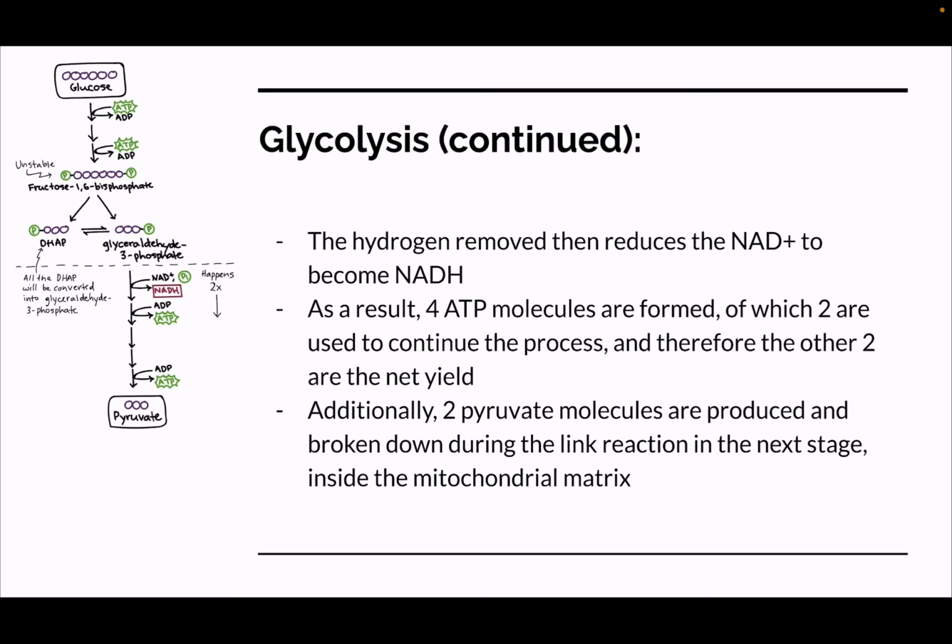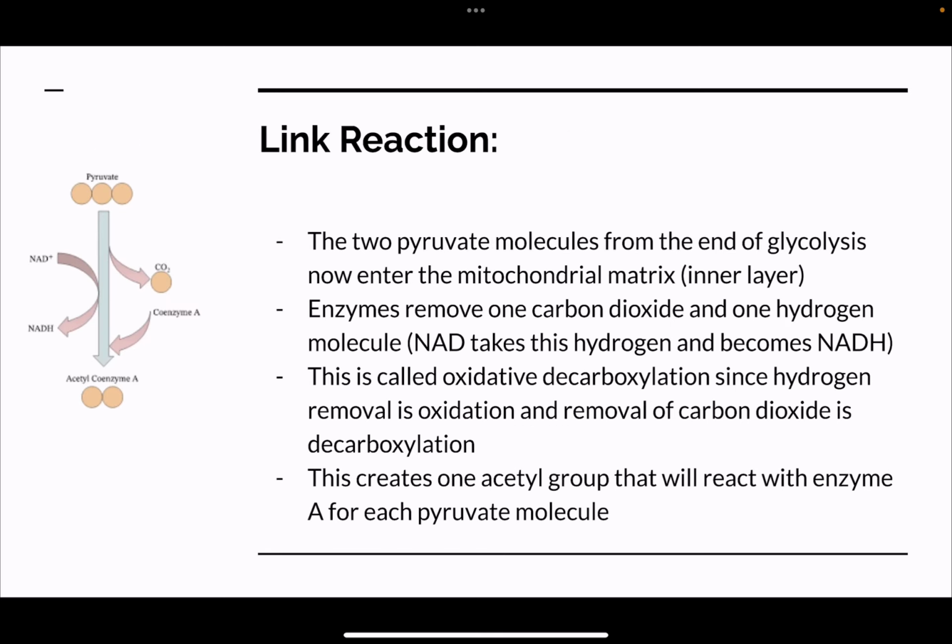On top of that, we're going to take out the 2 leftover pyruvate molecules, and they're going to be broken down during the link reaction in the next stage in the mitochondrial matrix. Okay, now for the link reaction. That's kind of the second part, but essentially the 2 pyruvate molecules that were taken from the end of glycolysis enter the inner layer of the mitochondria called the mitochondrial matrix.